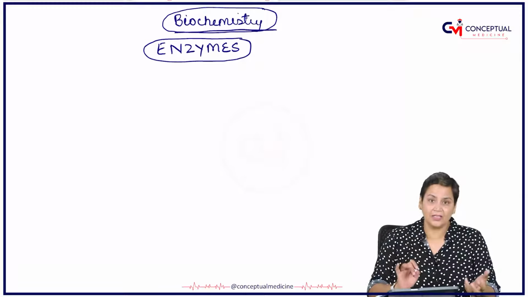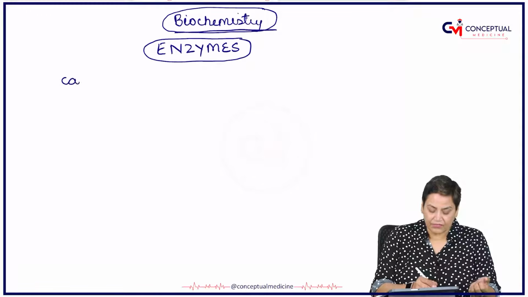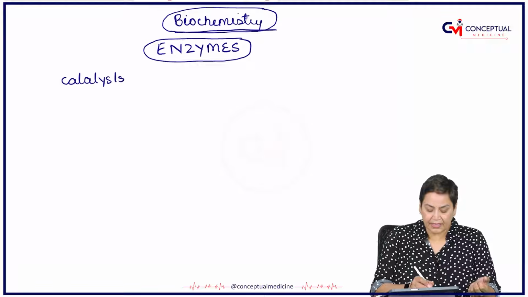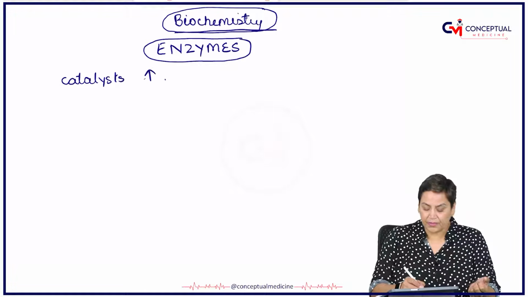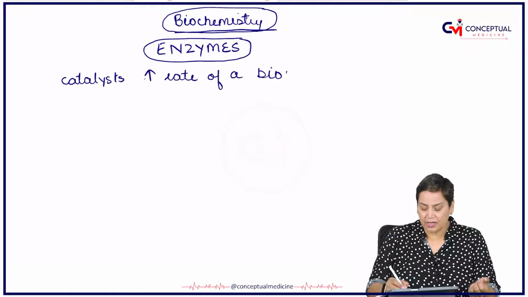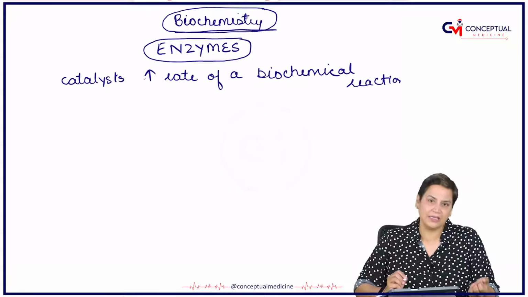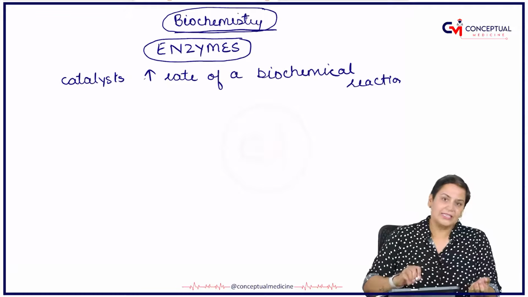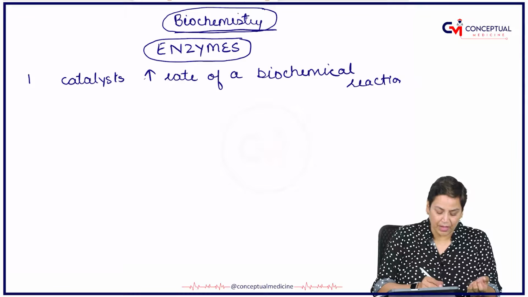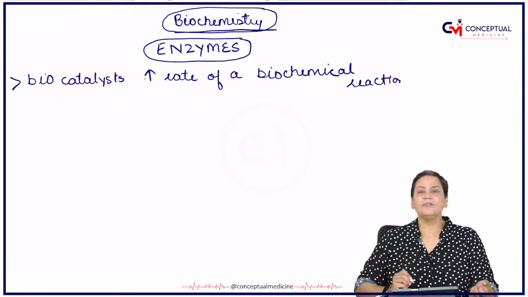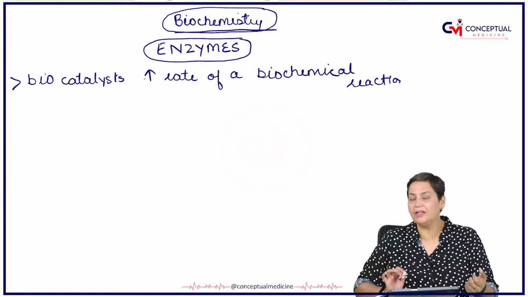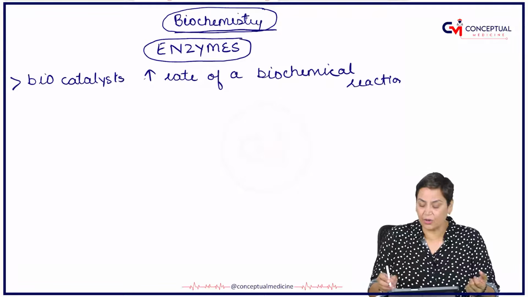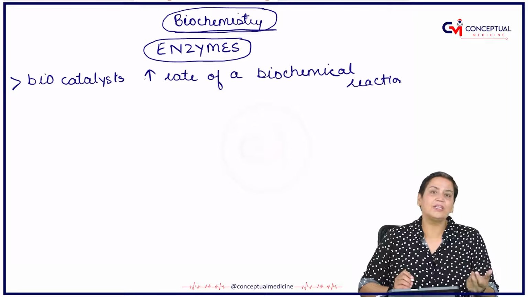Just now I told you they are catalysts which increase the rate of a biochemical reaction. It's quite evident from the word itself. Biochemical means the chemical reaction which is taking place inside the body, right? Since they are taking place inside the body, they become biocatalysts. So how can we define enzymes? Enzymes are simply the biocatalysts which increase the rate of a biochemical reaction. Now what is that reaction?